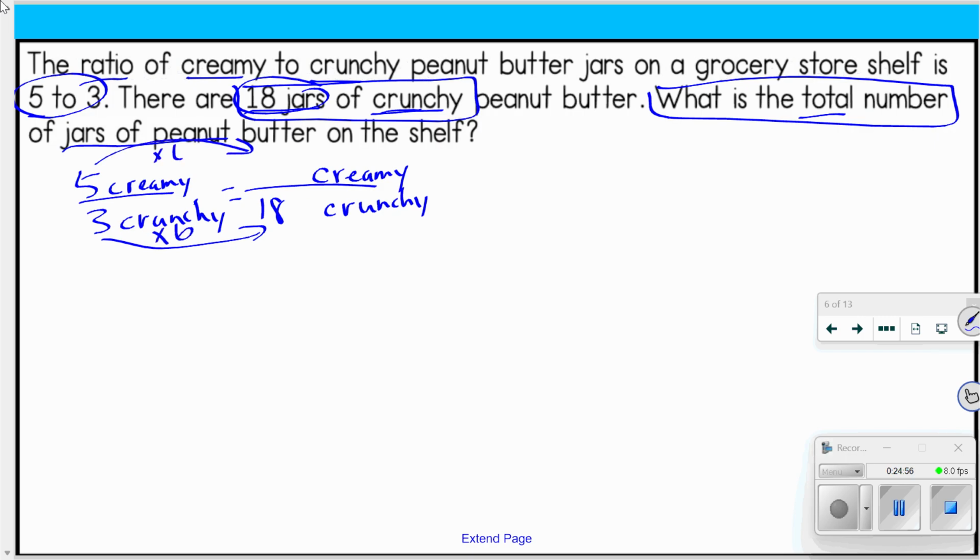Times 6. So, what was my answer? 48. It's the total. I said that. What was the answer? Constant?